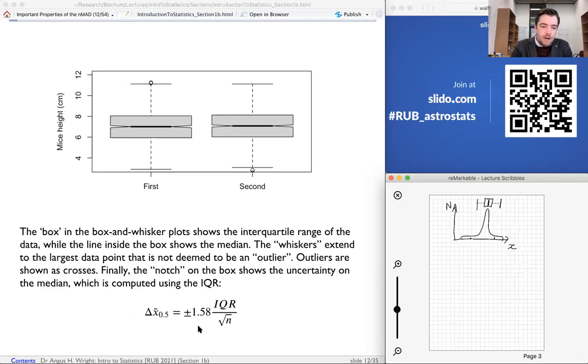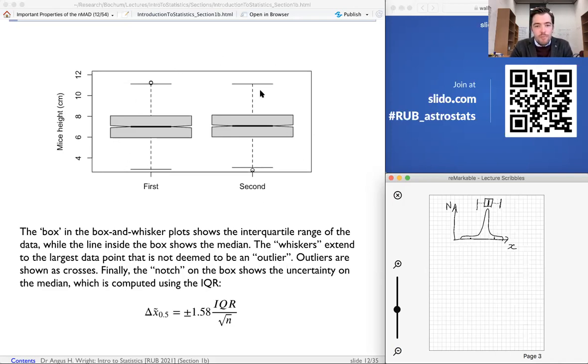Now, where this magic number 1.58 comes from is somewhat similar to the normalization coefficient we saw in the NMAD. It comes from what's called asymptotics, and you don't really need to understand where it comes from, but this is essentially the formula for the confidence region on the median. And that's what's shown by the notches here.